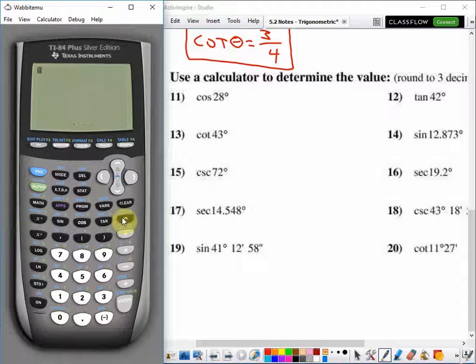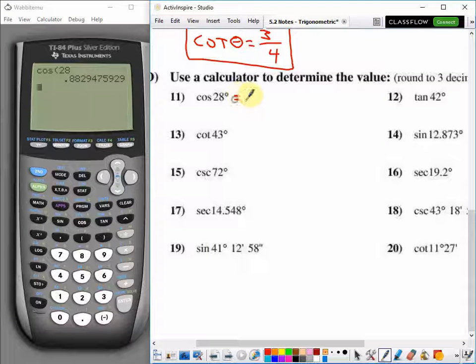Okay, and then we'll clear out of there, and then simply type in cosine 28, enter. And I get 0.882, and that's 3 decimal places. After that is a 9. Anything 5 or above bumps that third one up. So I get 0.883.